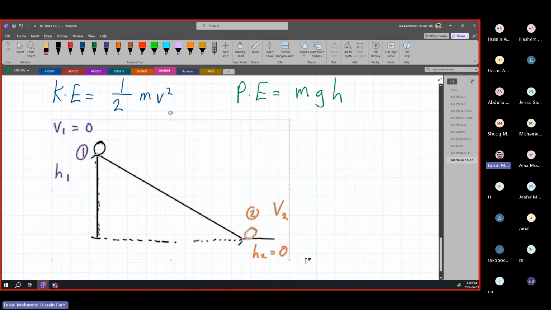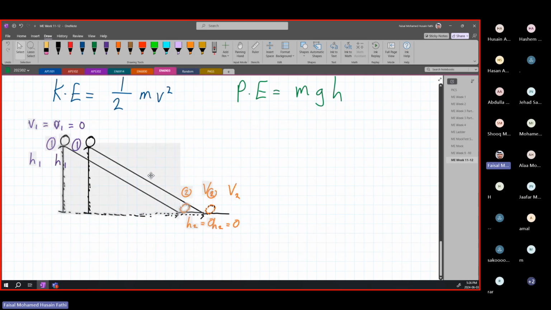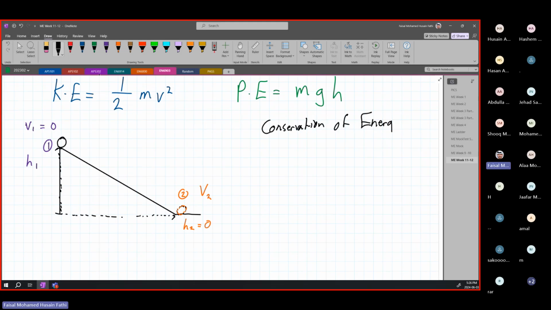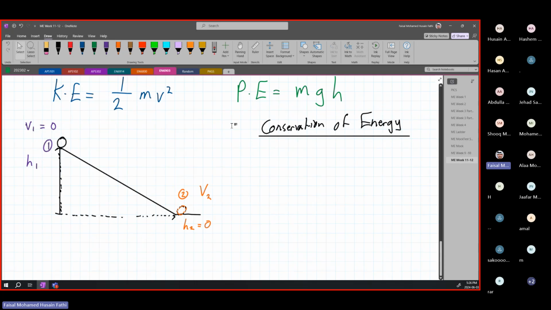So why am I talking about 2 specific points? How can we relate these 2 points together? In mechanics in general, we have something known as the conservation of energy. What does the conservation of energy mean? It means energy cannot be created or destroyed. You guys should know this by now. Energy is never created or destroyed. It is always either transformed or transferred. It is always changing from one type of energy to another type of energy.